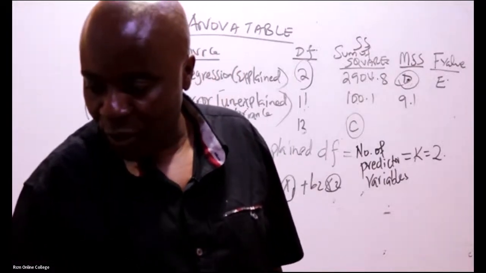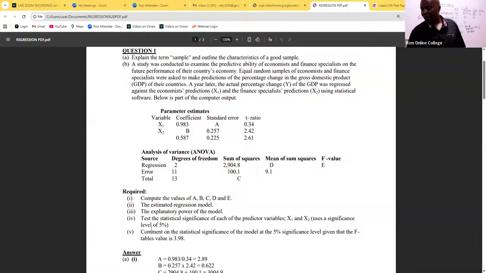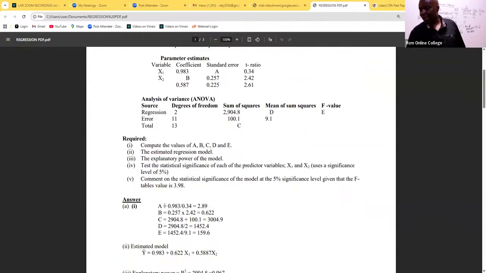So the next question, ladies and gentlemen, what are they telling us here? They want us to test the significance of each of the predictor variables, x1 and x2. And they want us to use a significance level of 5%.